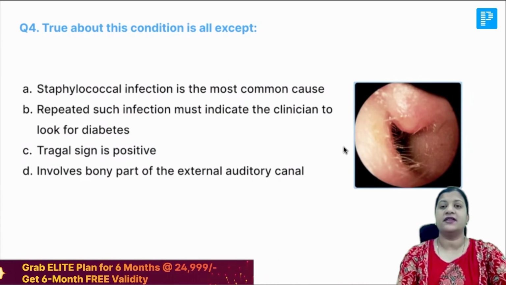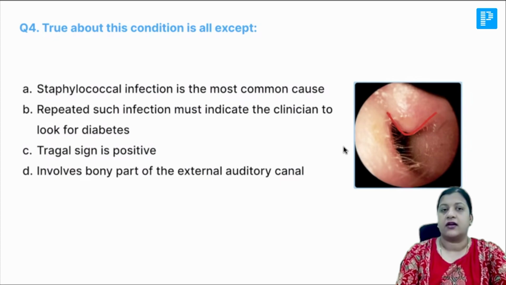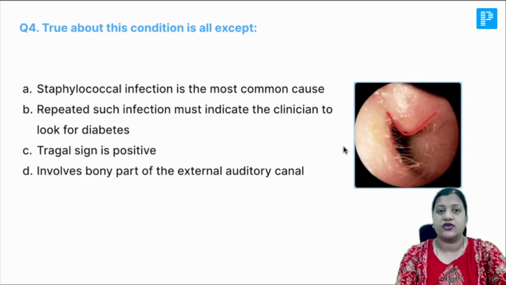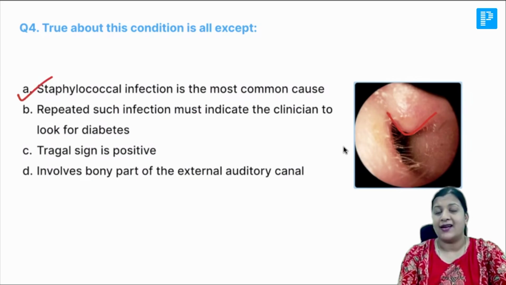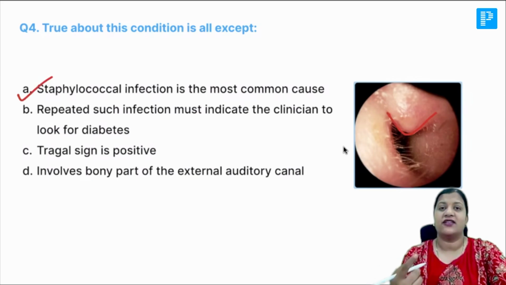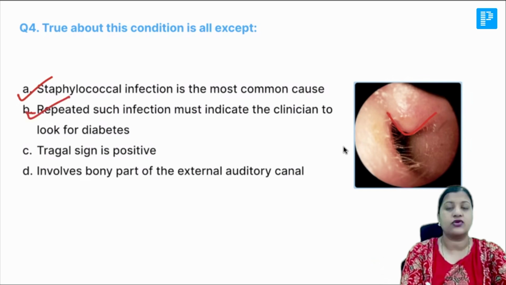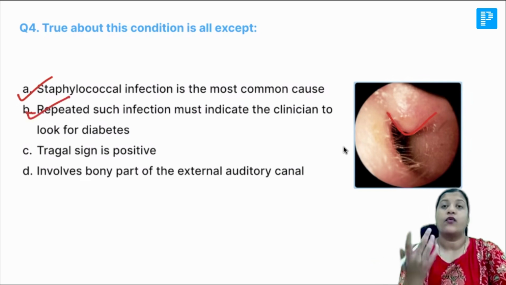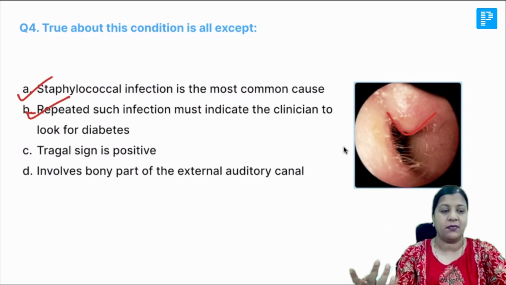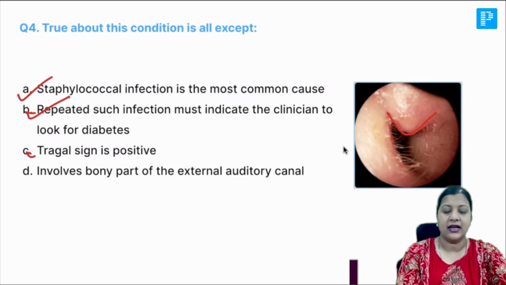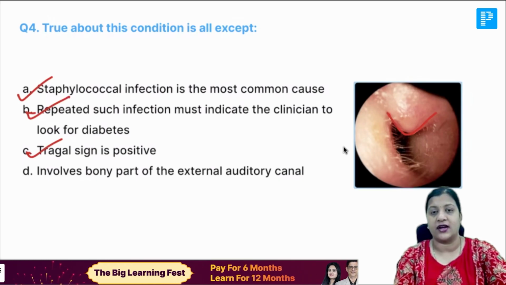So basically, what are we seeing? You're seeing that there is a projection here, which is nothing but the furuncle. What is a furuncle? Staphylococcal infection of the hair follicle. We call it a furuncle. And whenever somebody is having repeated such infections, you should think of some underlying immunosuppressive condition like diabetes or any immunocompromised state. What is tragal sign? When you compress the tragus, if the patient winces in pain, we call that tragal sign, and it is positive for any otitis externa, whether it is localized or generalized otitis externa.